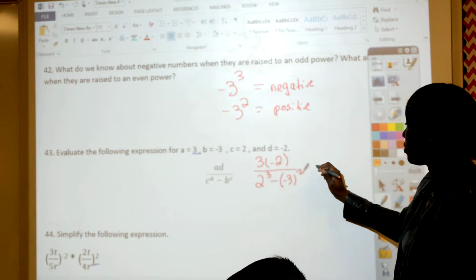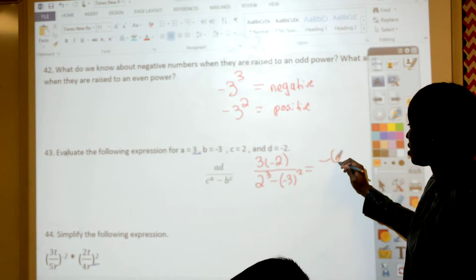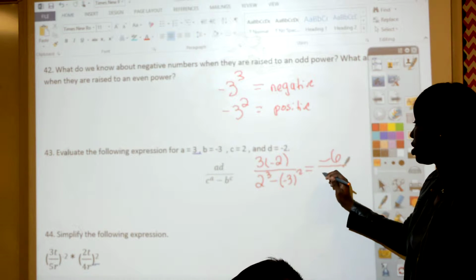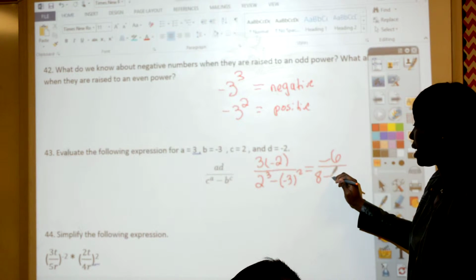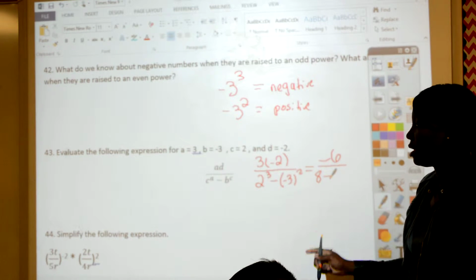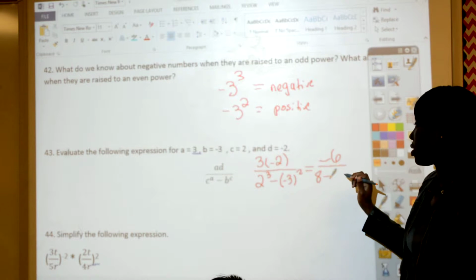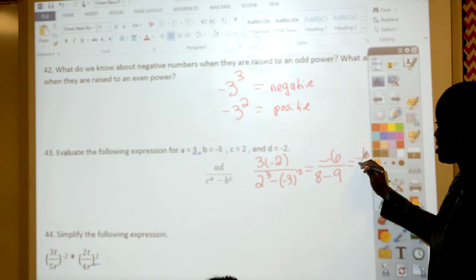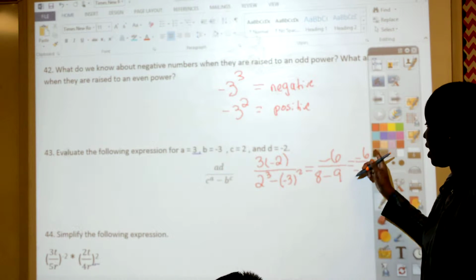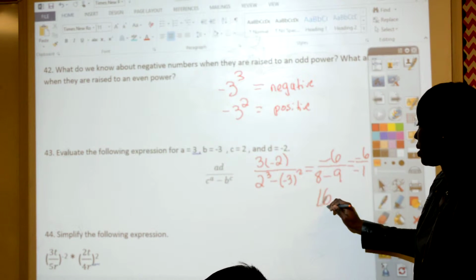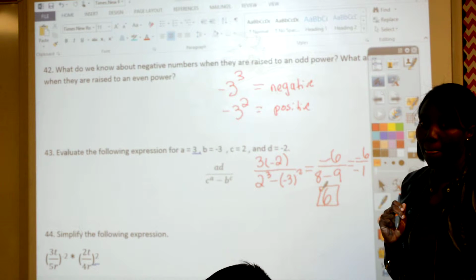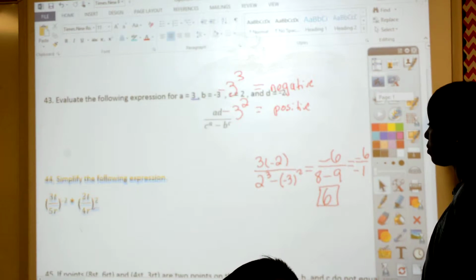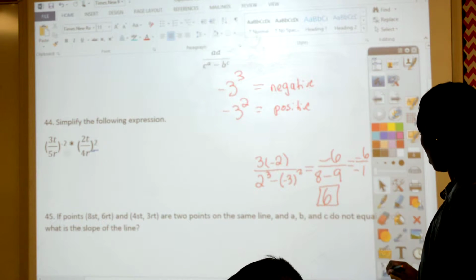So if we do the top, 3 times -2 is going to give us -6. On the bottom, we have 2 to the third power, which you should have got 8 minus, because it's not going to turn into a plus. And then the -3 squared is going to give us 9. So that simplifies to -6 over -1, and then your final answer should have been 6. Everybody got that? Number 44, this is probably one that gave you problems.